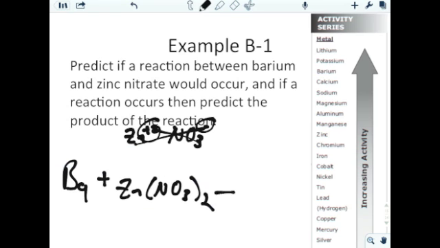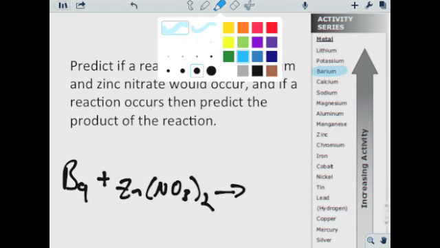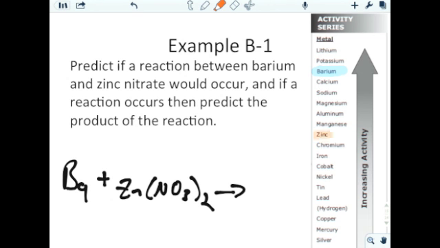So there's our possible reaction. We're trying to see, will this reaction actually happen? When we look at it, where is barium? Barium is right there. And where's zinc? Zinc is way down here. So since barium is on top of zinc, because we're looking at the metal, metals replace metals, non-metals replace non-metals, barium is on top of zinc, then the reaction occurs.